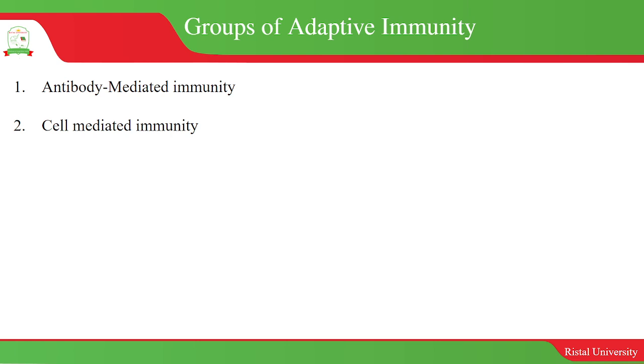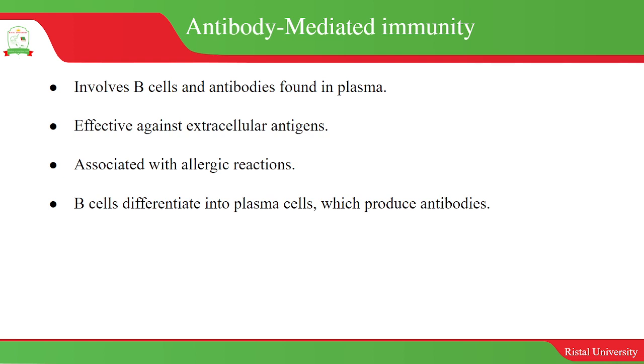So adaptive immunity can be divided into antibody-mediated immunity and cell-mediated immunity. When we talk about antibody-mediated immunity, we are basically referring to the antibody playing a very important role in responding to the pathogen. So these antibodies are produced by the B cells.